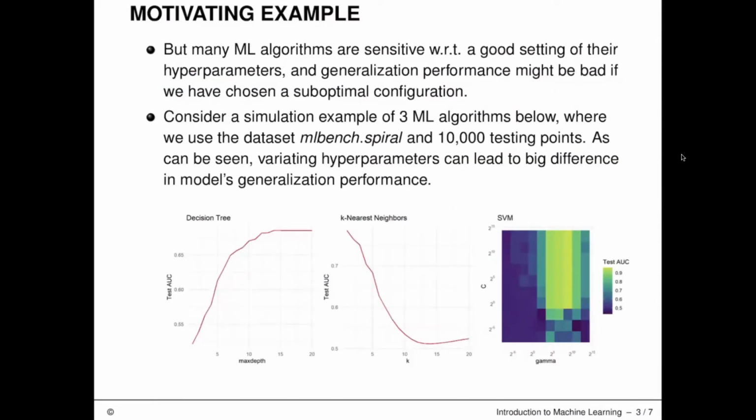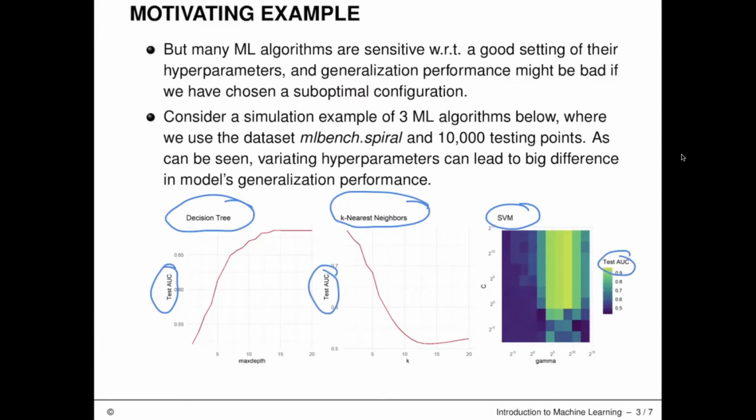As a matter of fact, many machine learning algorithms are sensitive with respect to a good choice of the hyperparameters, which means that the generalization performance might be bad if we have chosen a suboptimal configuration. To illustrate this, we have here on the bottom of the slide 3 plots, one for each machine learning algorithm. We have the decision tree, k nearest neighbors, and SVM, the support vector machines. And we can see the area under the curve on the test data set.